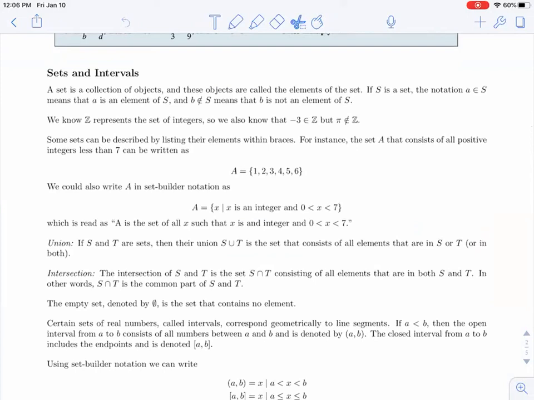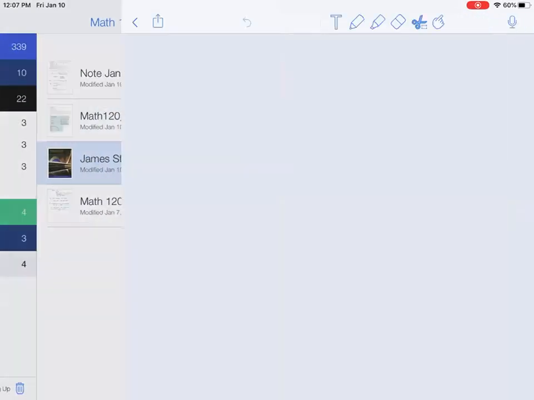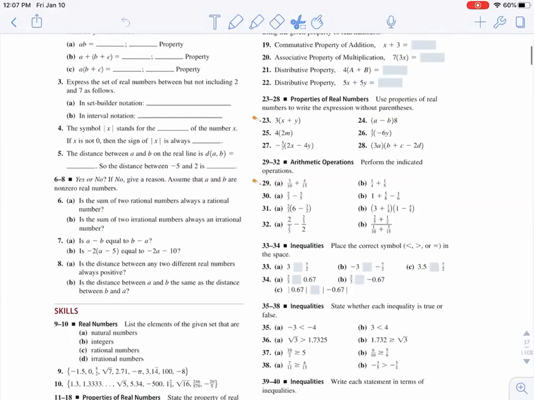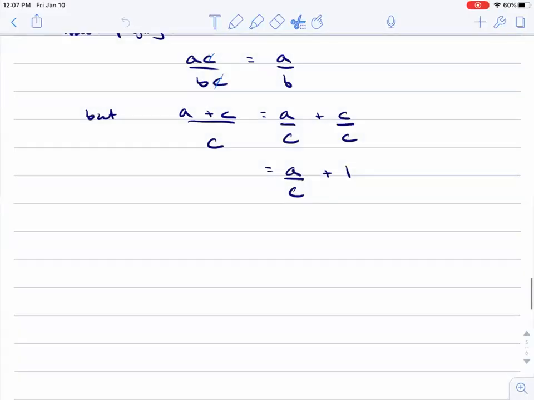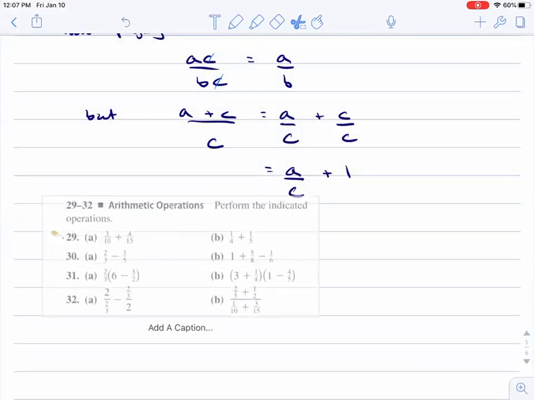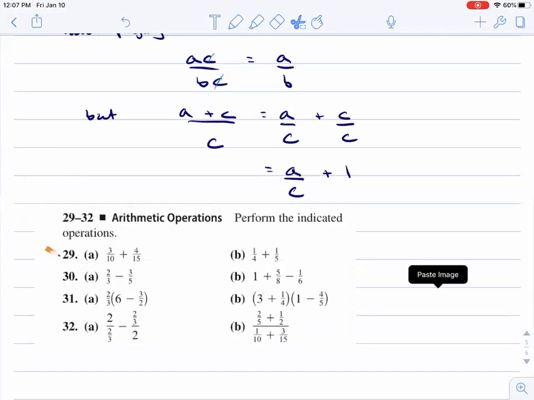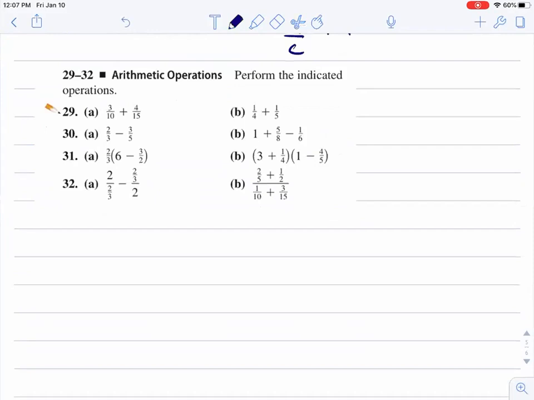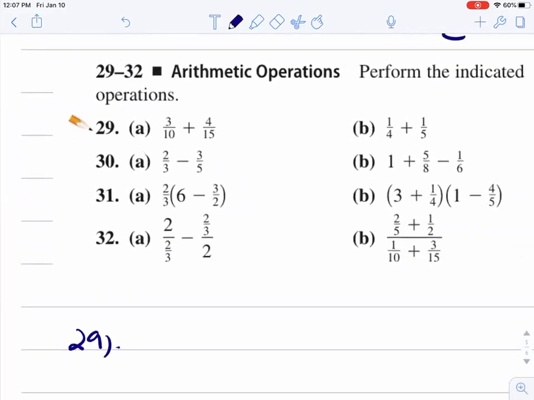I think I had, let's do an exercise. Let's do 29 from this list here. Probably do another one too. Let you work on it for a little bit.